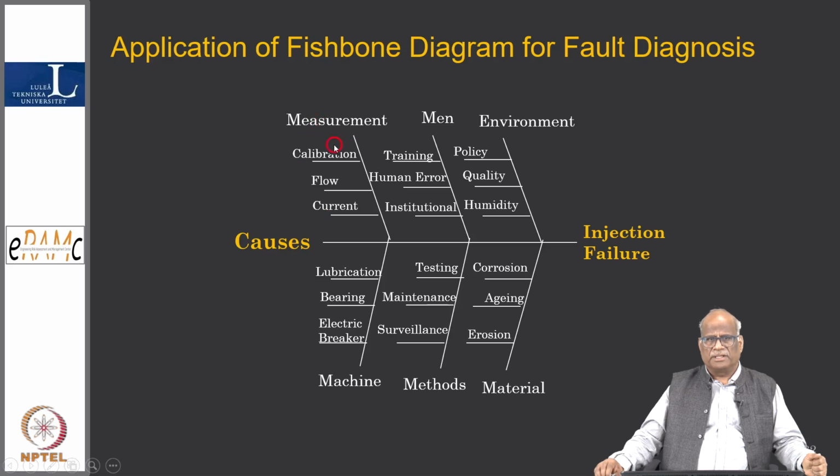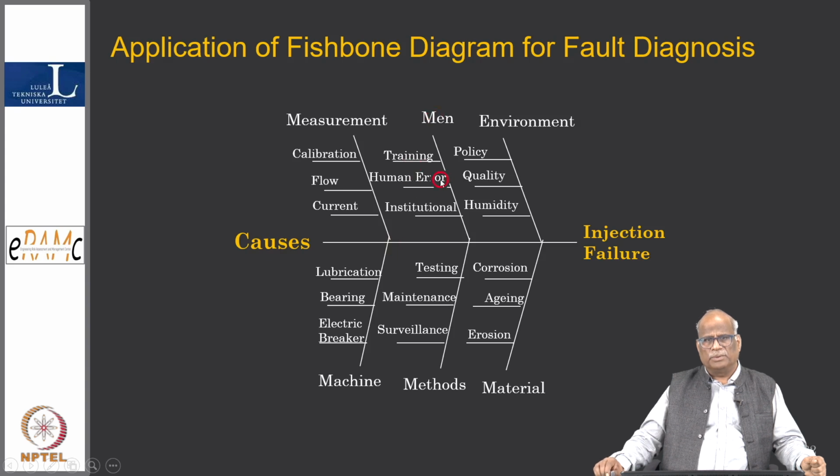Measurement, calibration induces some problem if it is not correct. Parameters or measurement create some problem. I am just giving some example of how the dots can be connected. And then when we talk about the machine, lubrication, bearing, electric breaker, these are the causes that can happen.